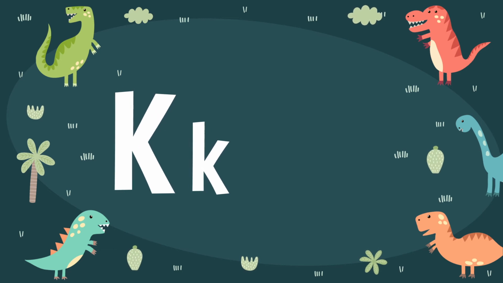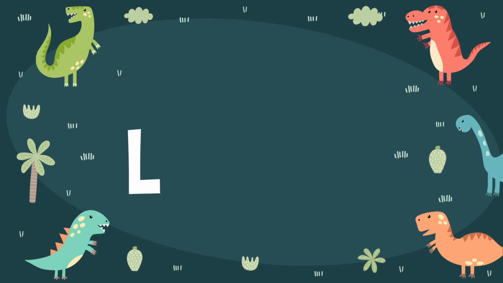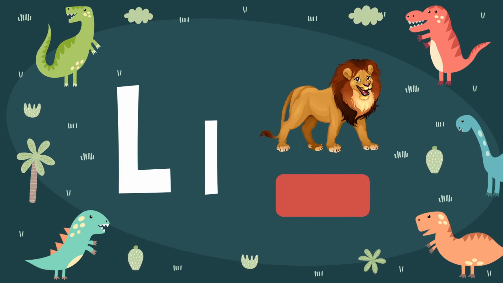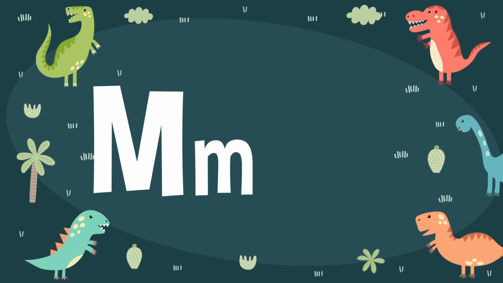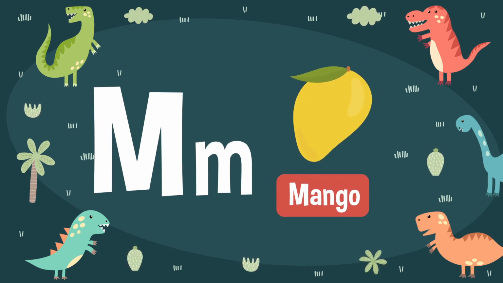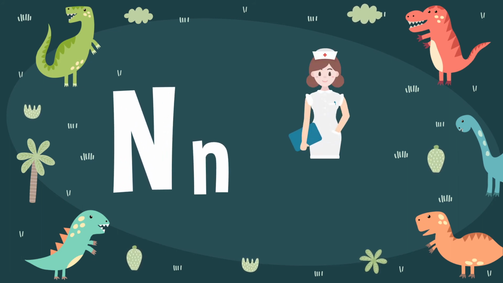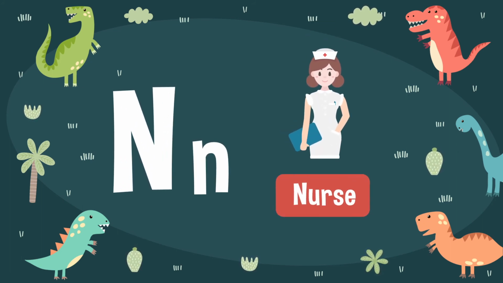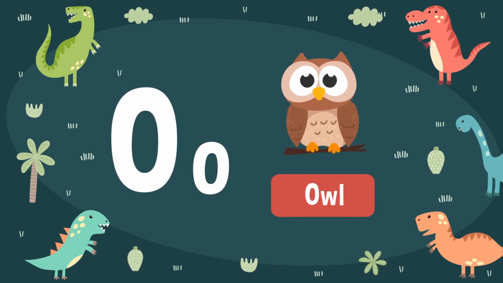K. K for kite. L. L for lion. M. M for mango. N. N for nurse. O. O for owl.